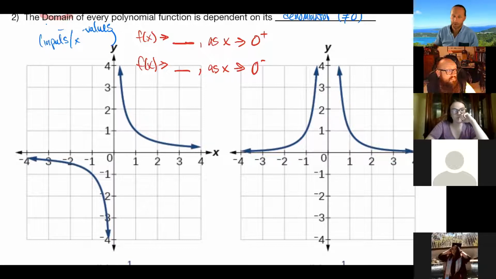All right, what do you think? Again, what are they asking us for? And what did they give us? And what does that symbol mean? As x approaches 0 from the what?